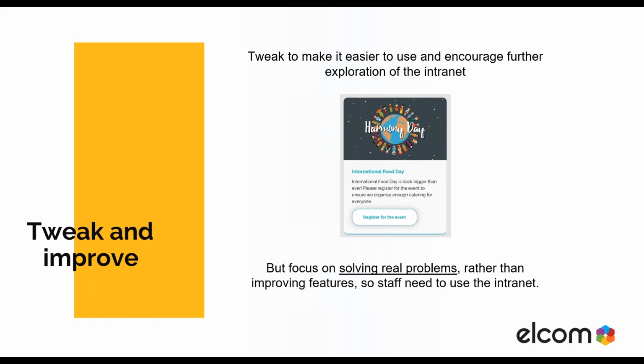Or you could analyze your most popular pages and embed a promo box promoting another area of the intranet you want them to explore, or an event or news item you want them to read. Remember, you want to build a system that helps people get their job done, and when it's sticky, you can encourage them to explore further to build an engaged culture on your intranet. What's important to remember is that you want to solve real problems rather than just improving features, so staff need to use the intranet.